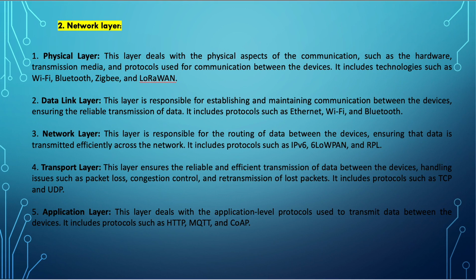Network layer: this layer is responsible for routing of data between the devices, ensuring that data is transmitted efficiently across the network. It includes protocols such as IPv6, there's IPv4, now we have IPv6, 6LoWPAN and RPL. So these are also protocols or addressing protocols. Something you can understand is that normal internet usage uses Wi-Fi or a cellular network to communicate.